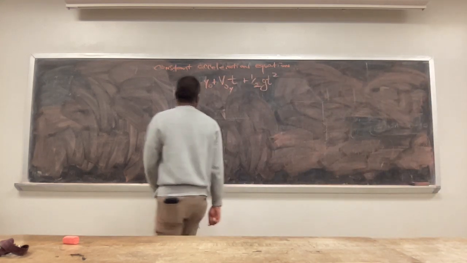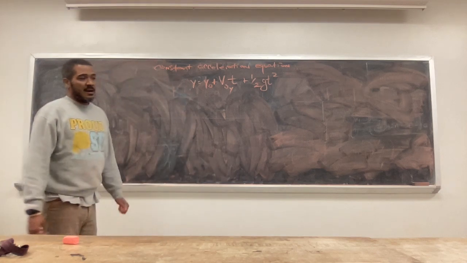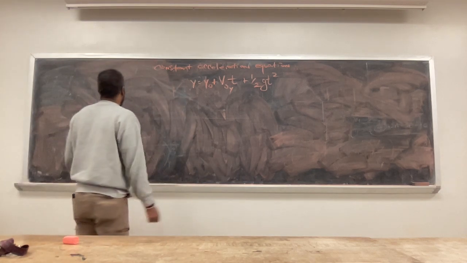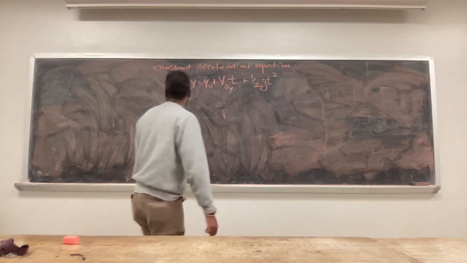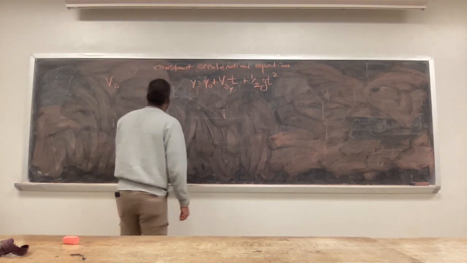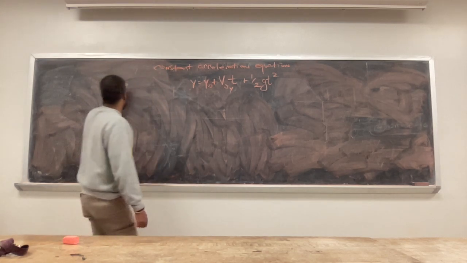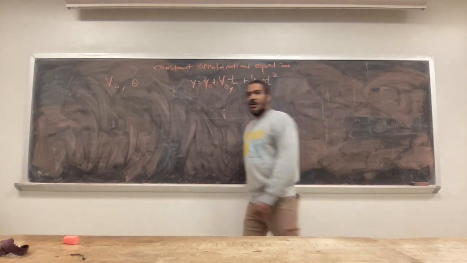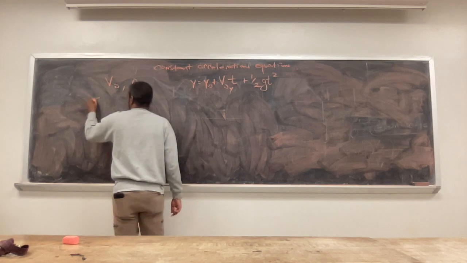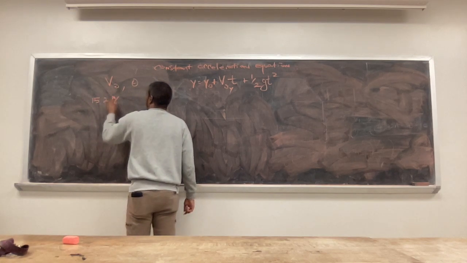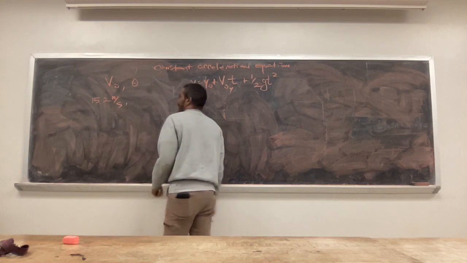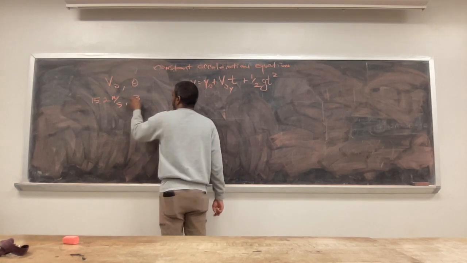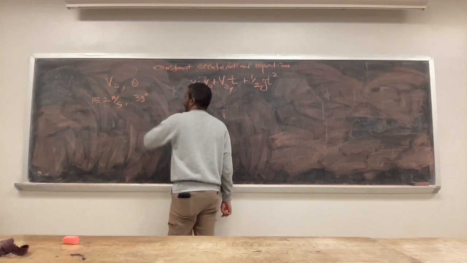And a lot of times in the problem it's going to say, oh, well, the object is at some initial speed, v naught, and some theta. It's going to say it's at 15.2 meters per second, and it's 33 degrees from the horizontal, okay?